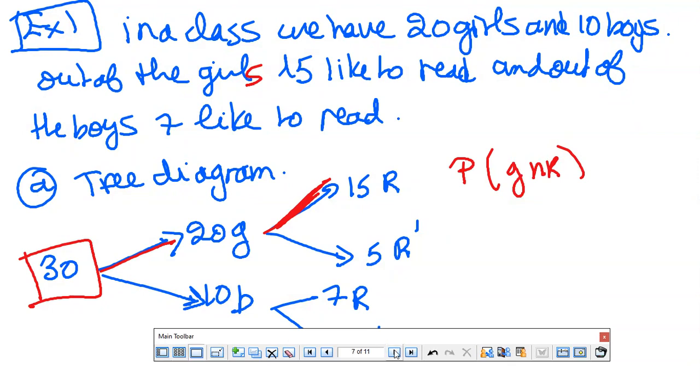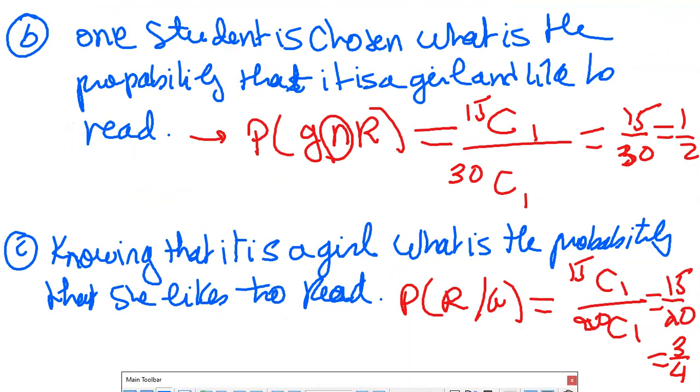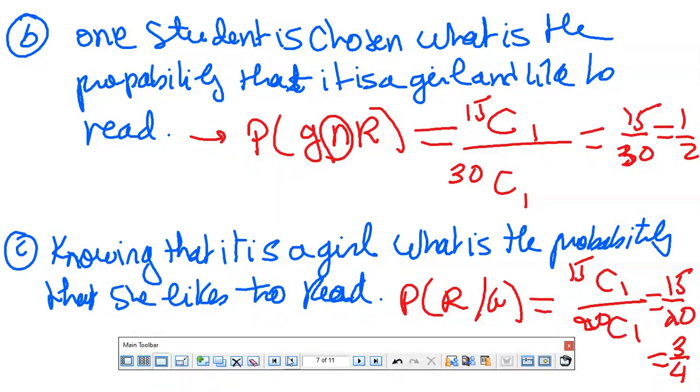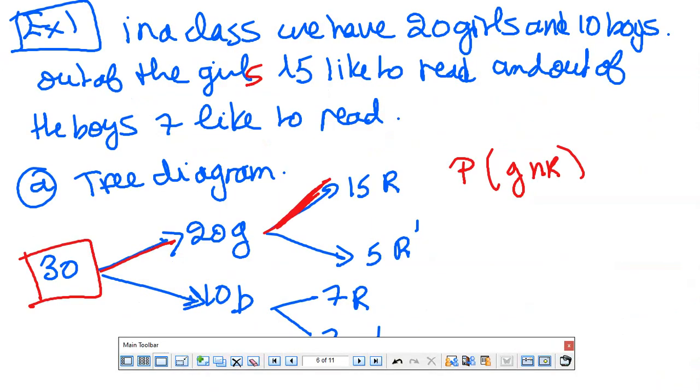But if I say here, knowing that it's a girl, it means I'm 100% sure that it's a girl. It means I'm no longer standing here. My total is no longer 30. I'm now here. So my total is now 20. So here it's just the conditional probability.